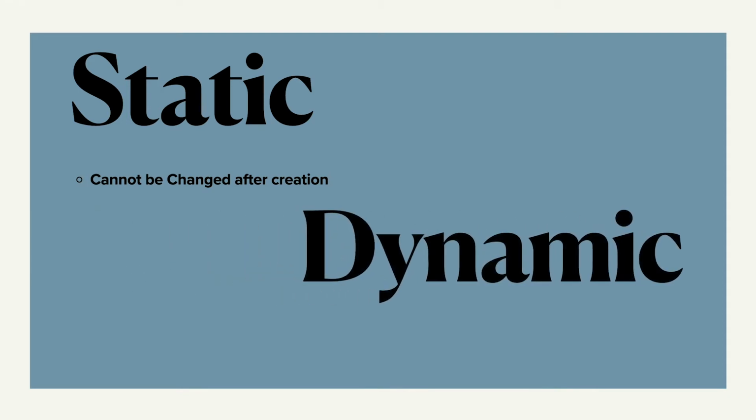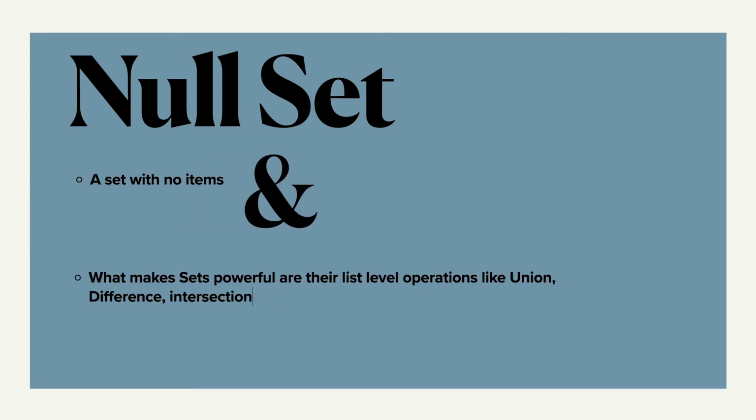Sets can be static or dynamic, where static sets do not change after they are constructed. Not even deletion or new elements can be inserted. An empty set is known as the null set, and sets are a great way to avoid duplications in a list and perform list-level operations like union, intersection, difference, etc.